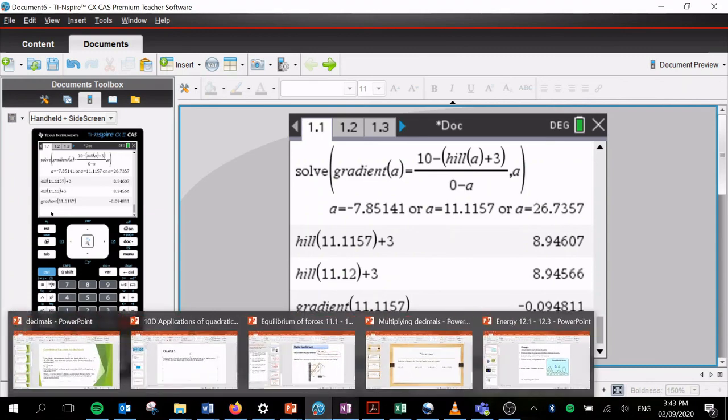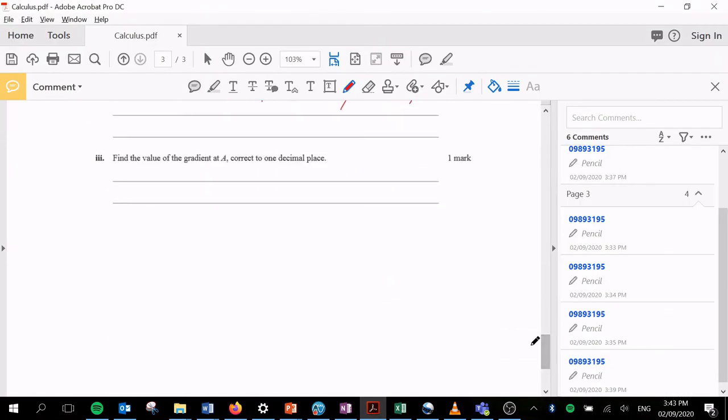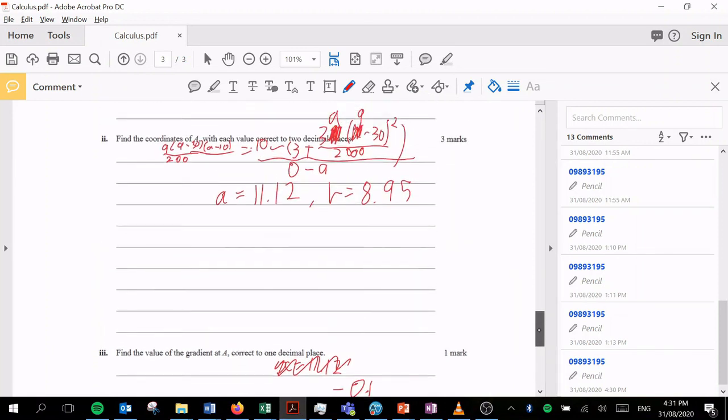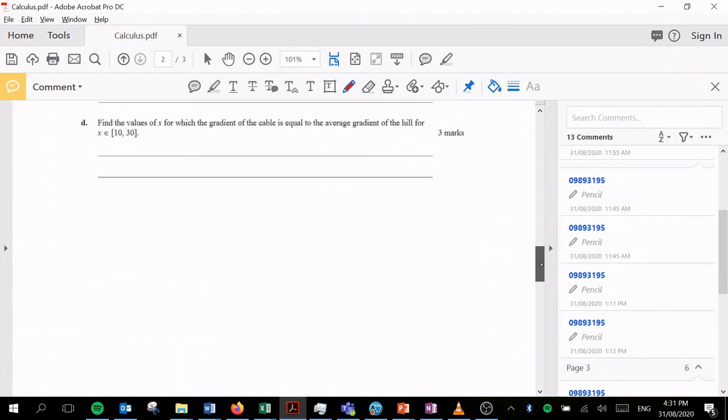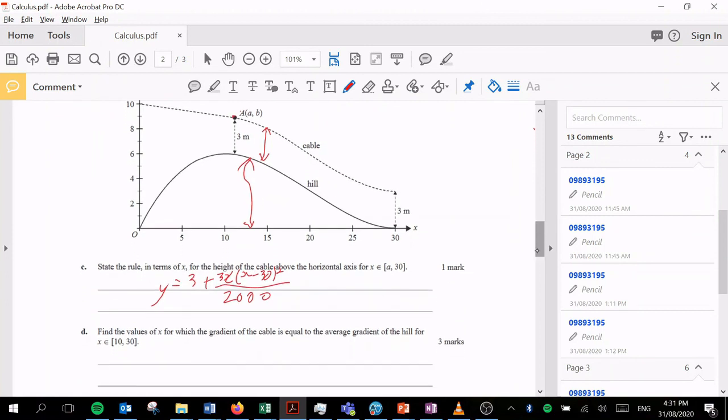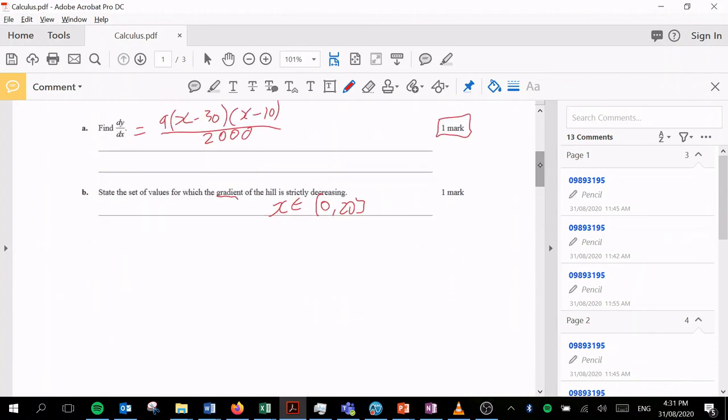So then we go back to our question and we double check. It wants it correct to 1 decimal place. So if we have negative 0.09 and so on, that just rounds to negative 0.1, and we're done. I think probably the most difficult part of this question is just keeping on track of which functions are your gradient and which functions are your actual hill and which functions are your cable, because we have a lot of different functions in this. If you're not 100% sure about what you're being asked for, like in this part C, in this part B, then you will get the question wrong.